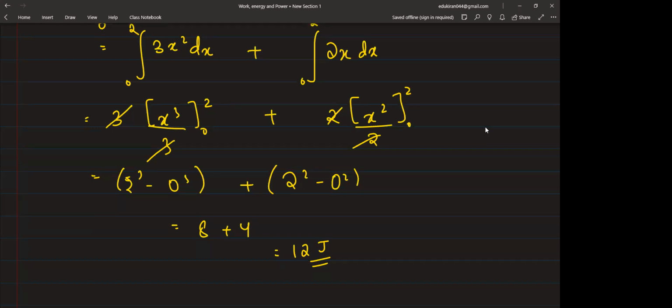Ma'am, how we got 8 here? What are you saying, Jobita? 8. It's okay. This is two. Is it 2 square or 3 square? This is x to the power 3, right? Yes. So when you put 2 here, it becomes 2 to the power 3. Okay, ma'am. Okay.